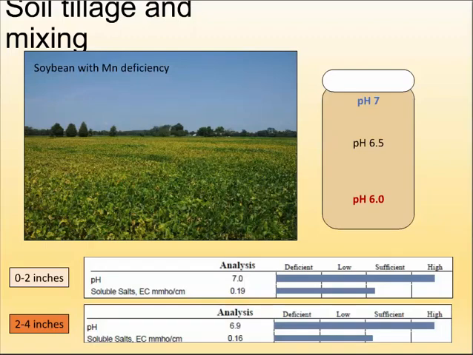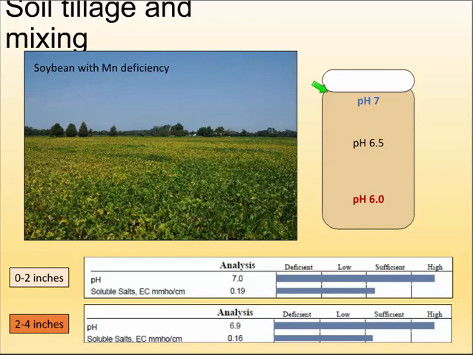So this is a picture of a field that hadn't been limed in about 6 years and received lime. One point about this field to discuss is soil tillage and mixing. It's a no-till field. So if you add lime to a soil that isn't tilled, where the lime isn't mixed in the soil, you can actually have a differentiation of pH from the surface down to the subsurface. And this is an extreme example, going from 7 to 6.